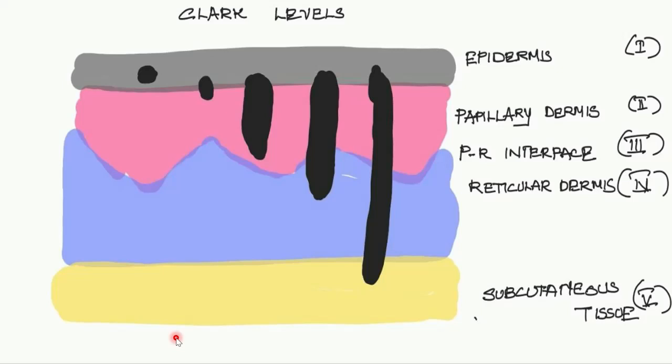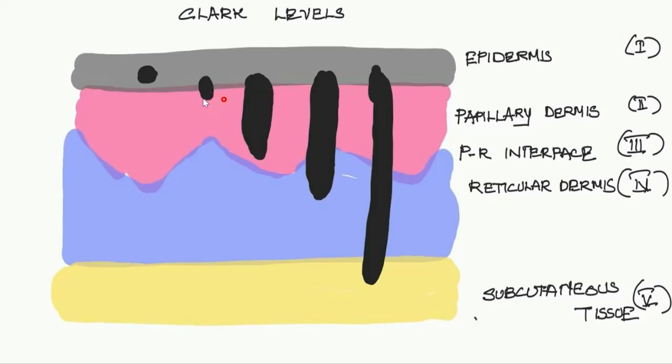Now, earlier it was Clark's level depending upon the layers of the skin. Clark's level has more of a historical importance. Now, for TNM staging, Breslow's thickness, which is more standardized, is used. So, we have to learn about Clark's level. Skin has different layers like epidermis, papillary dermis, reticular dermis, and the subcutaneous tissue. If only the epidermis is involved, it is stage 1.